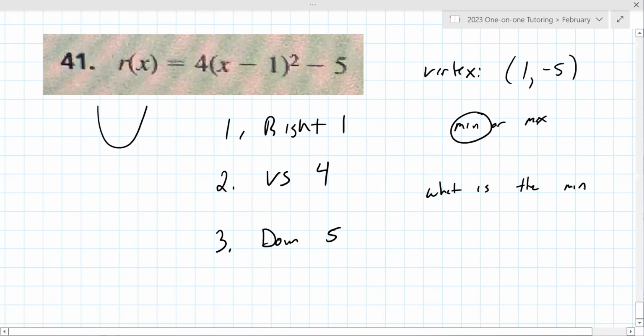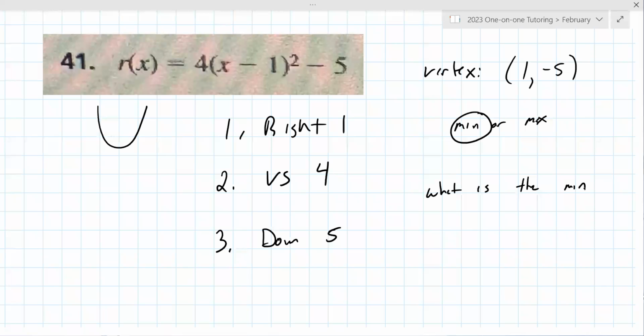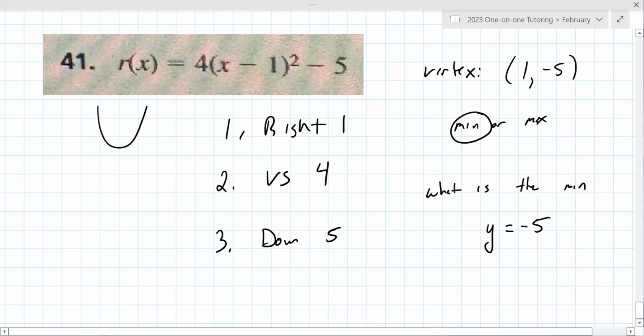The min is, so it's the y value. So y equals negative 5. Okay, and what is the axis of symmetry? So that x equals 1. Good, and what's the range on this one? Y is greater than or equal to negative 5. Good, really good.